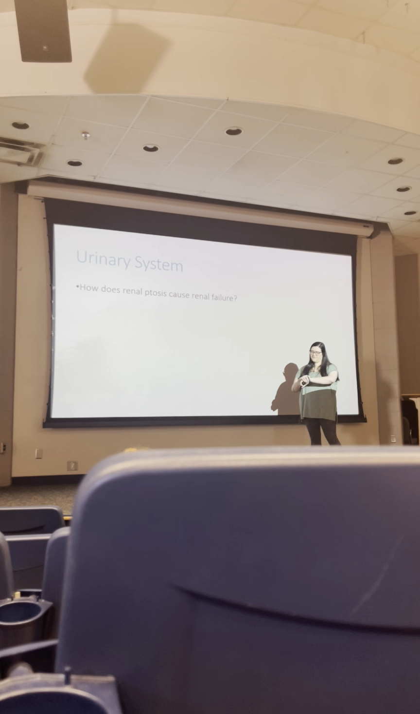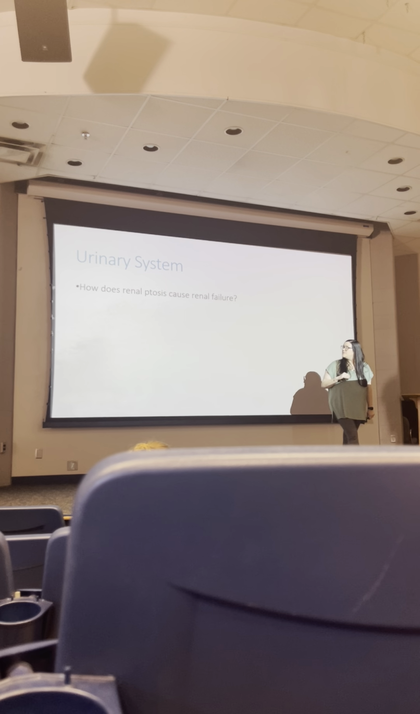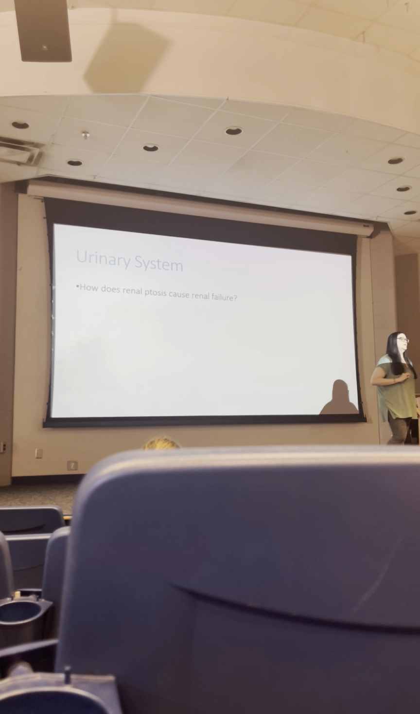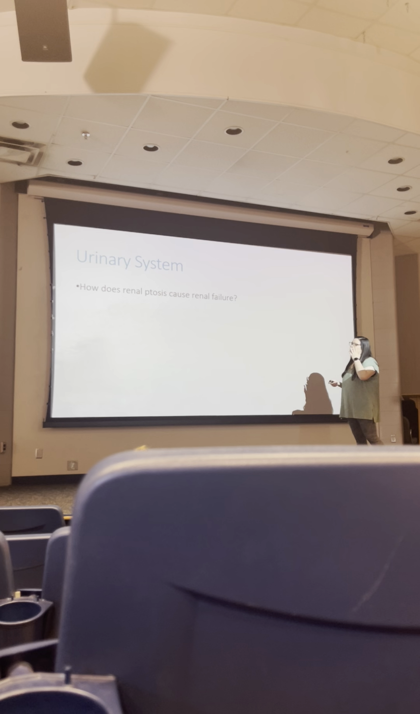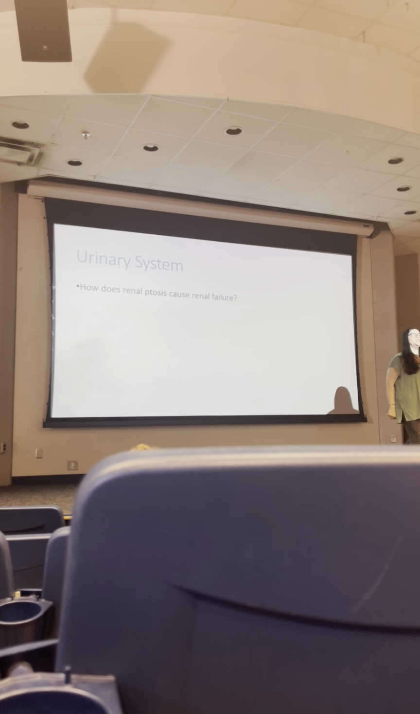Okay, so our last little bit. How does renal ptosis cause renal failure? Is the movement of the kidney itself the issue? Not really. Your kidney can drop and still work just fine, right? It doesn't just drop overnight, so it takes a while for you to degrade the adipose and the connective tissue. So the movement over time of the kidney is not the issue. What is the issue?